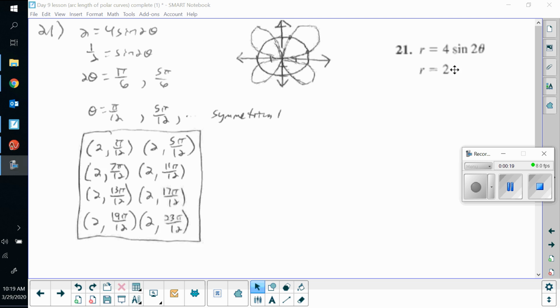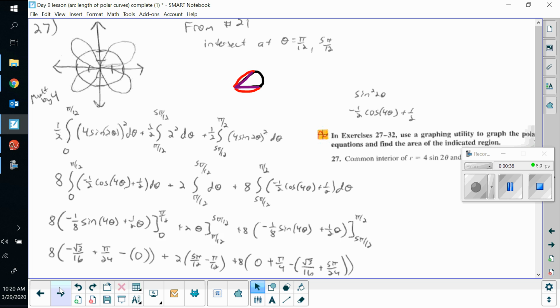So you just set them equal, divide the 4 over, you get sine 2 theta is a half. Well, sine's going to be a half when you have a 30-degree reference angle, so we want to think pi over 6, 5 pi over 6 divided by 2. So that gives us pi over 12, 5 pi over 12 for those two intersection points. So that's where the pi over 12 and the 5 pi over 12 are coming from.